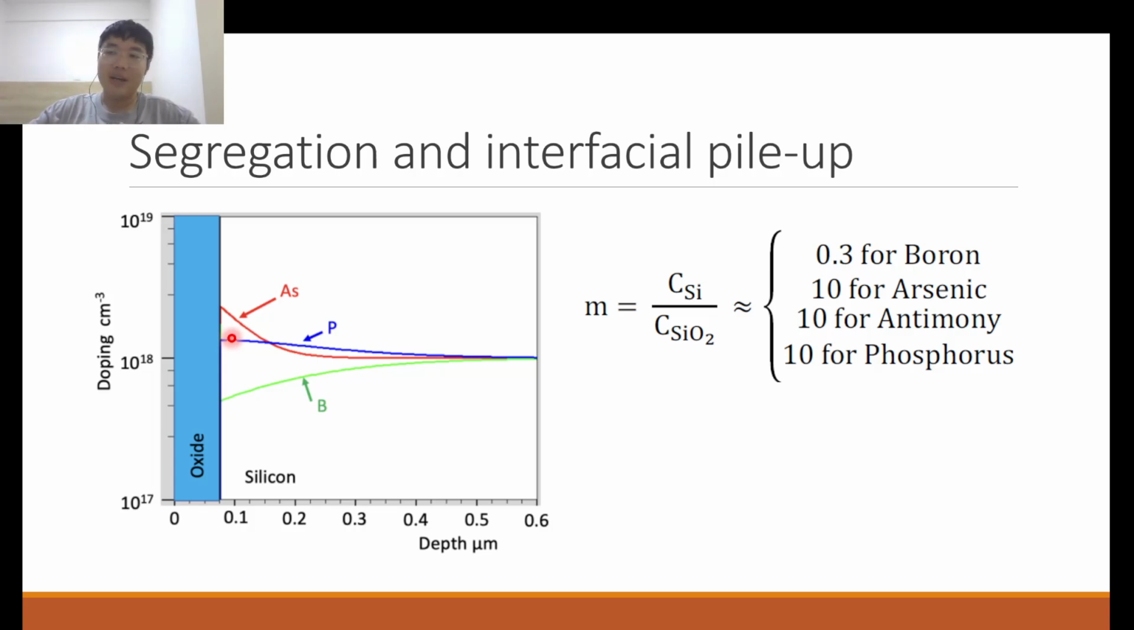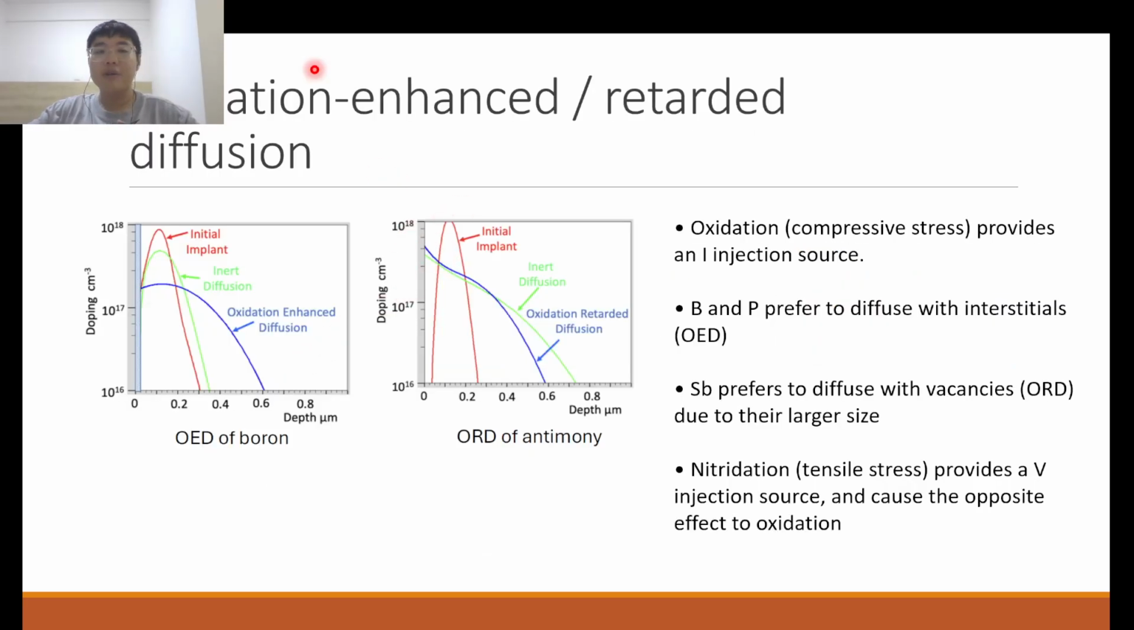So this actually makes it a bit challenging, sometimes, to have an ideal dopant profile that we want according to our design plans. So now I will also talk about oxidation enhanced and oxidation retarded diffusion. So oxidation, right, is basically a process that introduces compressive stress on the silicon, as I mentioned earlier.